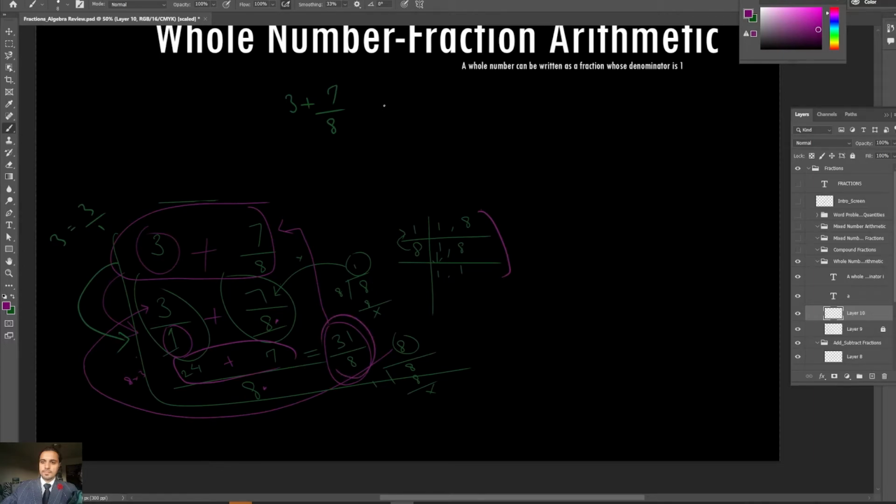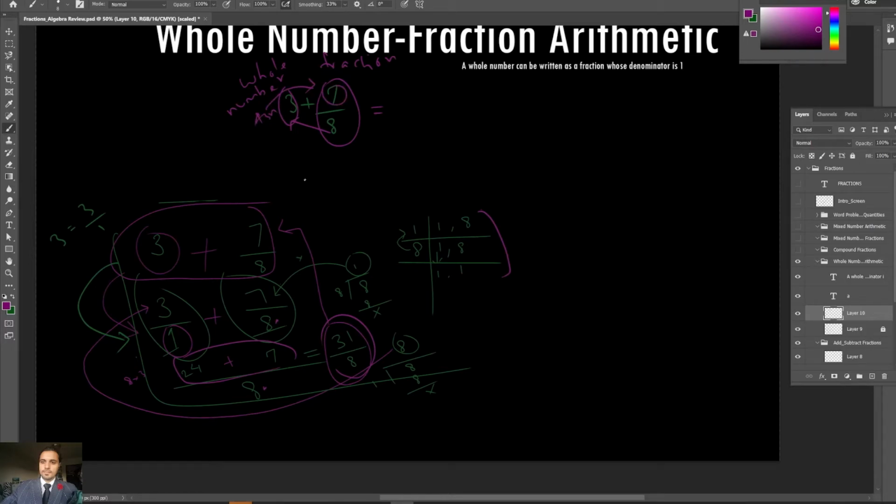But here's a quick, fast way to do it. Whenever you're adding a fraction to a whole number, you can convert it into a fraction and add it, but there's a shortcut as well. All you have to do is multiply this 8 with this 3, and then whatever the answer is, just add the 7, the top here.